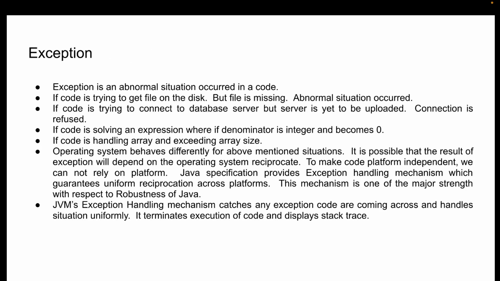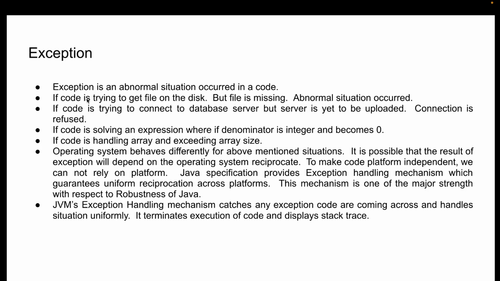So see, an exception is an abnormal situation occurred in a code. There are some examples of exceptions which might occur in a program. We'll go through these examples, so you will get to know what are the types of situations in which you might need to handle the exceptions.